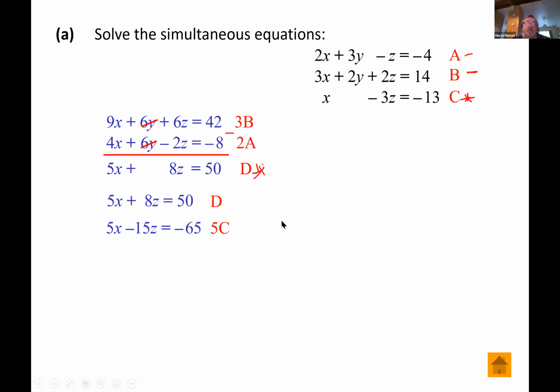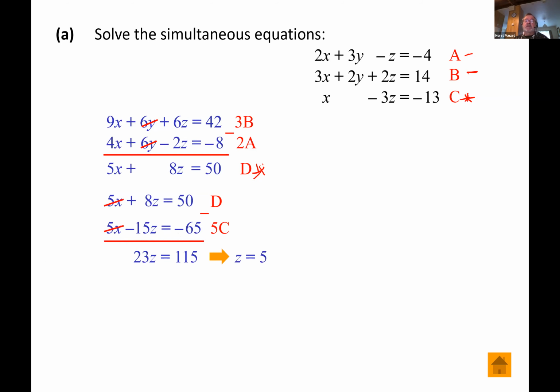So that will give us 8z minus minus 15, which will give us 23z. And 50 minus minus 65 is plus 65, which will give us 115. Divide both sides by 23, which will give us z is equal to 5.